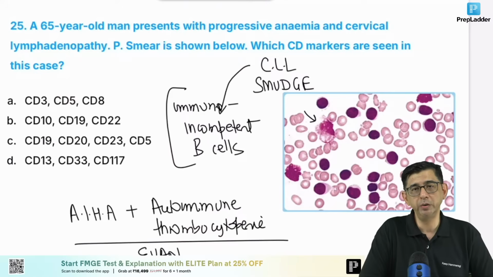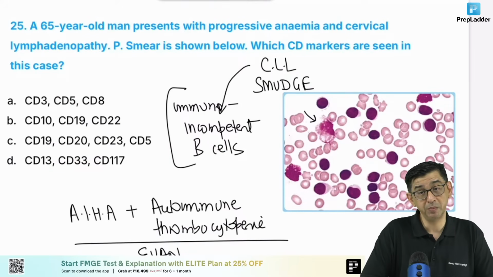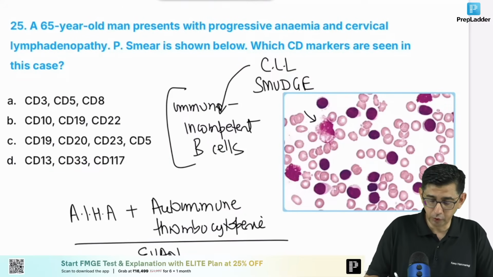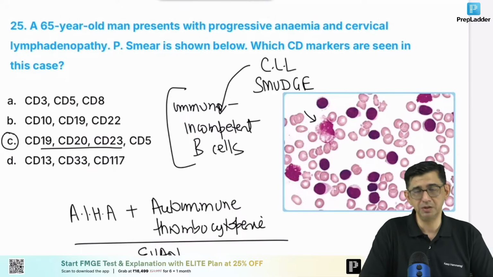And how do you diagnose CLL was the question in the last time's FMGE exam. It is peripheral blood flow cytometry. This is a pure B cell tumor that expresses CD5. The B cell markers would be 19, 20, 23, but along with that, there would be expression of CD5. The correct answer to this question is option number C.